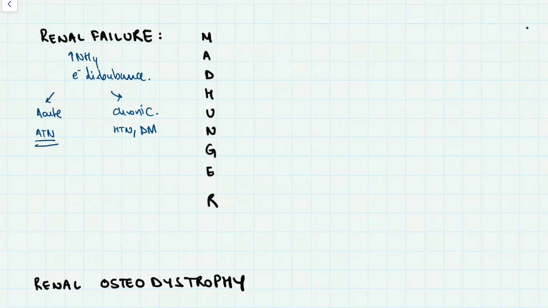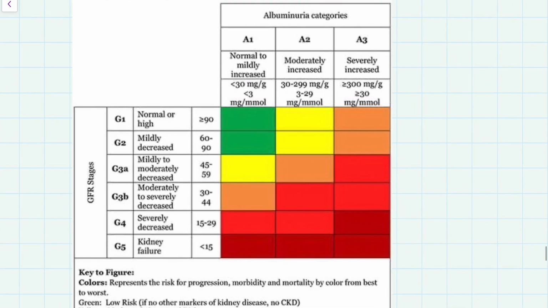So if we talk about the staging of CKD, it is based upon the KDIGO system, that is, first the grading is done according to the GFR. Grade 1 is when the GFR is more than 90, 2 is 60 to 90, then 3 is between 30 to 60, 4 is 15 to 30, and grade 5 is less than 15. Also, the albuminuria grade is taken, that is A1, A2, A3. A1 is albuminuria less than 30 mg per day, 2 is between 30 to 300, and 3 is more than 300 mg per day, that is the nephrotic range proteinuria.